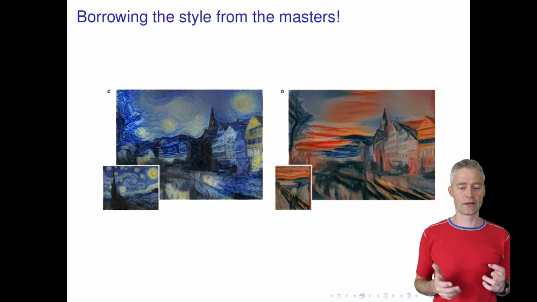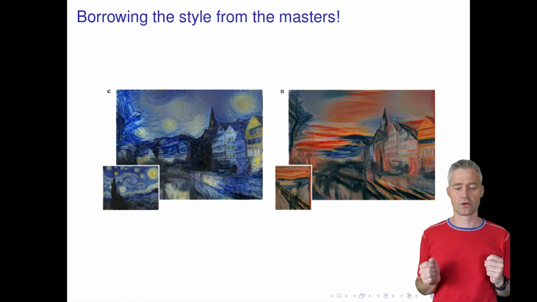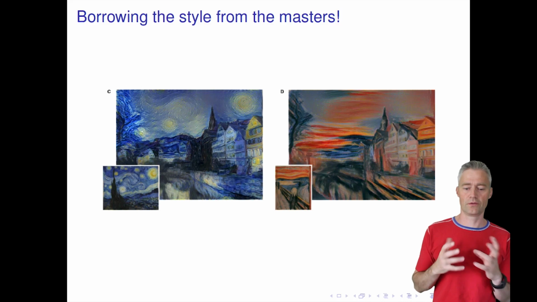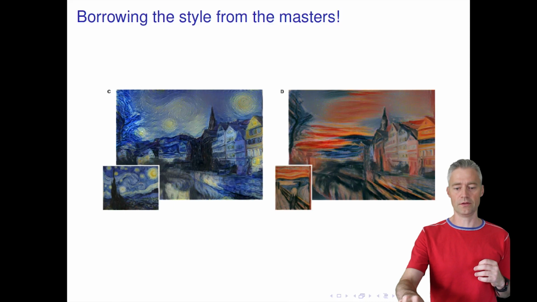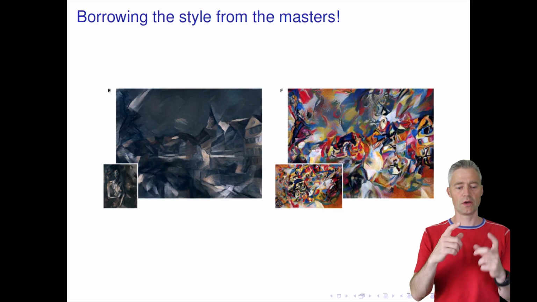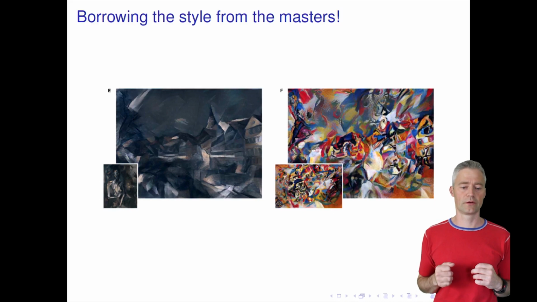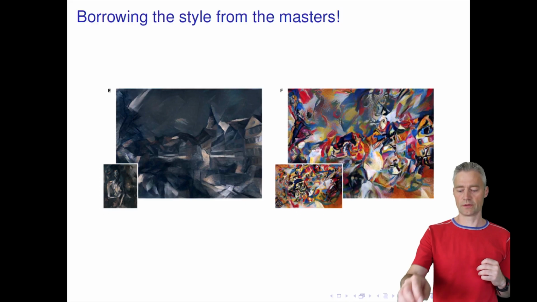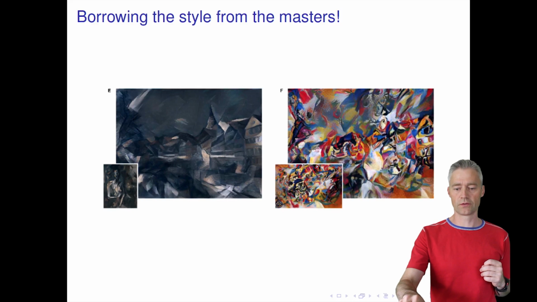Or you can take Starry Night and you get an image which is really in the same style as Van Gogh. And you can take the Scream by Munch, and you can see that you have Scream style features in the image. Or you can take a portrait by Picasso and apply that, and you get something that is really close to that style, or Kandinsky in the last image. And you can see that Kandinsky really can mess up the content here.